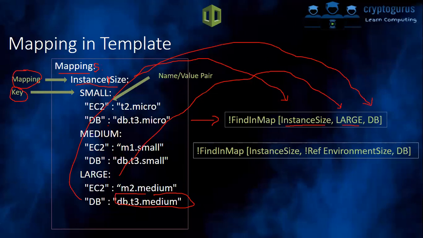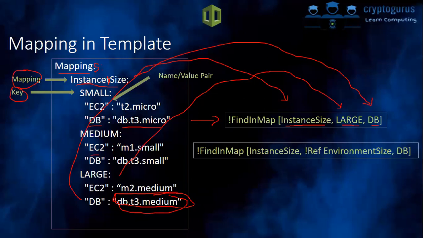Okay, and for this particular key, what would be the name value pair that you want to use? Okay, so these are the names. Okay, these are the names. Okay, and these are the corresponding values. Okay, so the name given over here is db. Okay, so that's why this particular value would be resolved, and that would be written over here.